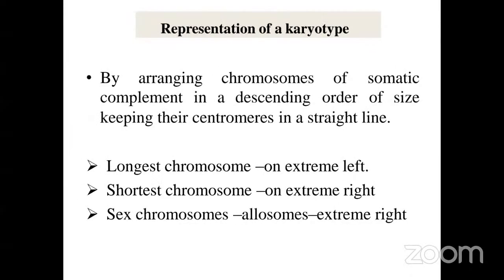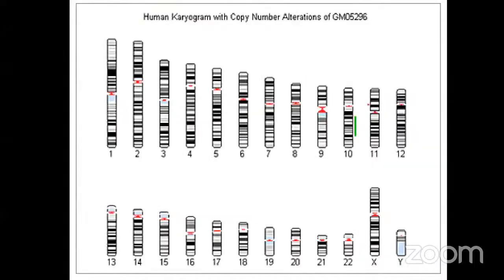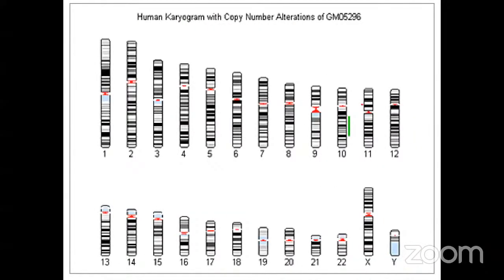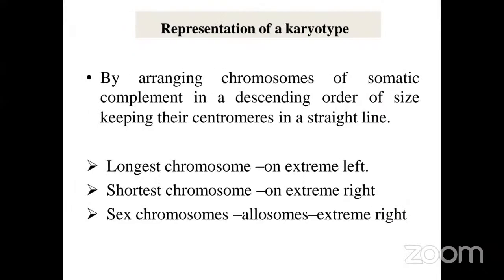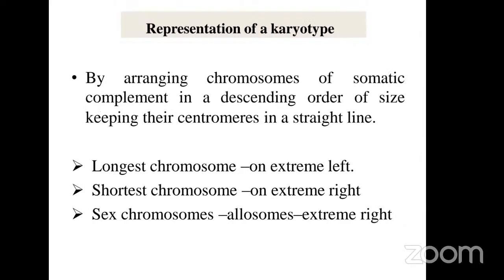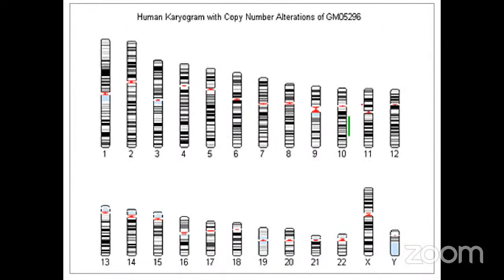In a karyotype, the longest chromosome is on the extreme left. Here we can see the longest chromosome, chromosome number one, on the extreme left, whereas the shortest chromosome you can see at the end, on the extreme right. That is the arrangement of chromosomes, and that study we call karyotyping. An ideogram is the actual diagrammatic representation of the chromosomes.